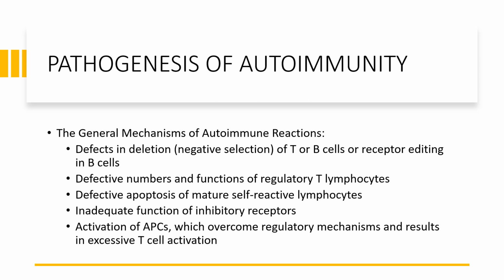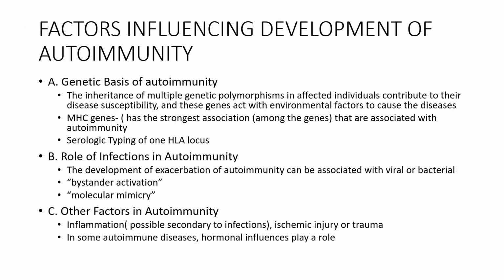Well, for the pathogenesis of autoimmunity, there are general mechanisms of autoimmune reaction. First, defects in deletion, which is the negative selection of T or B cells, or receptor editing in B cells. Second, we have defective numbers and functions of regulatory T lymphocytes, defective apoptosis of mature self-reactive lymphocytes, inadequate function of inhibitory receptors, and lastly, activation of APCs, which overcome regulatory mechanisms and result in excessive T cell activation.